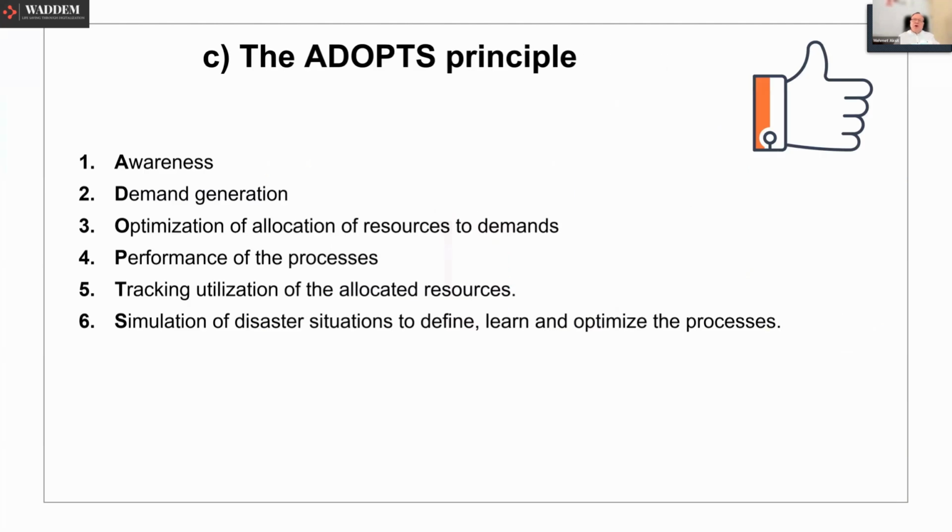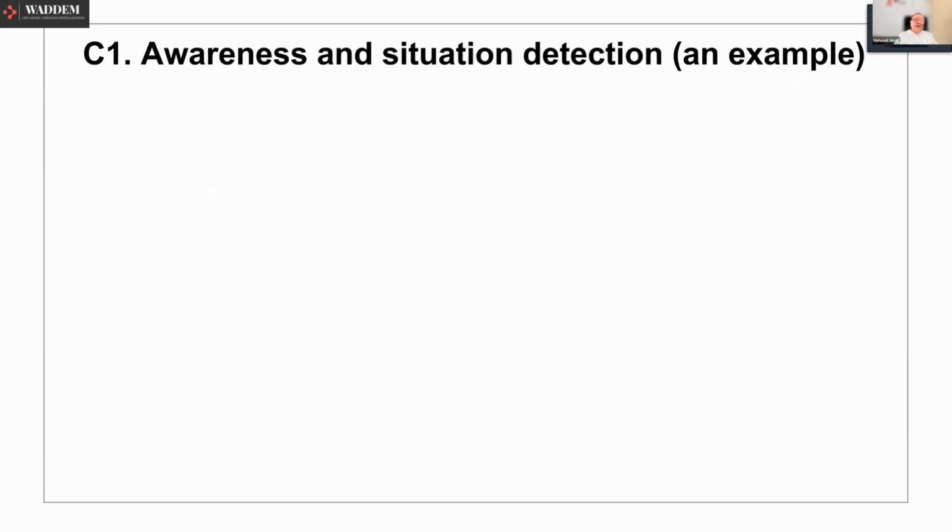And the third, we want to discuss about the ADOPTS principle. And there are some 6 items: awareness, demand generation, optimization of allocation of resources to demands, performance of the processes, tracking, utilization of the allocated resources, and simulation of disaster situations to define, learn, and optimize the processes. And we will discuss these also one by one. So awareness and situation detection. I will explain this with the help of an example.